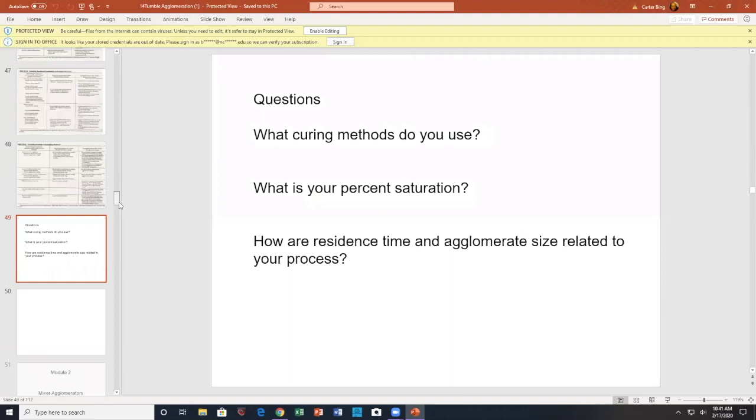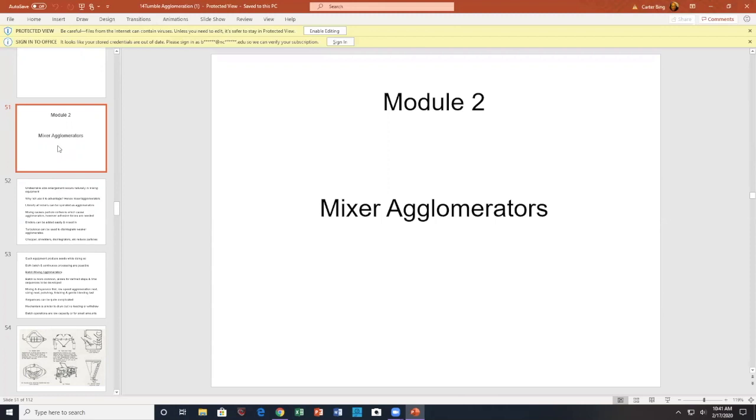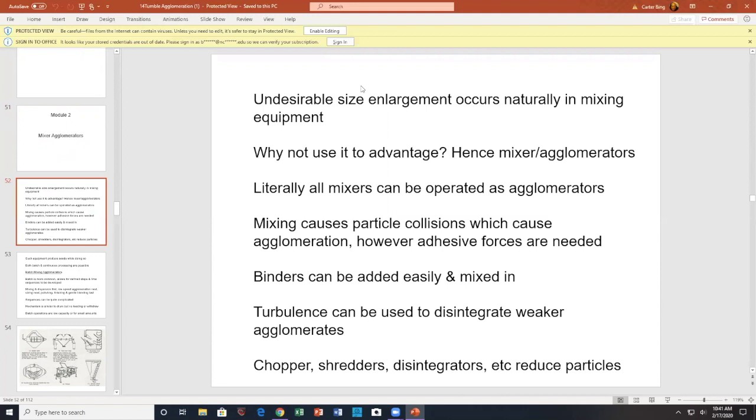Now going on, the mixing agglomerators. Undesirable size enlargements occur naturally in mixing equipment. It just happens, right? You think it's a mixer, but actually it's an agglomerator. Why not use it to advantage? Hence, you have mixer agglomerators. Literally, all mixers can be operated as agglomerators. Mixing causes particle collisions, which cause agglomeration. Adhesive forces, however, are needed. Binders can be added easily and mixed in. Turbulence can be used to disintegrate weaker agglomerates, so oftentimes you have choppers or shredders or disintegrators that reduce particle size inside of a mixer.